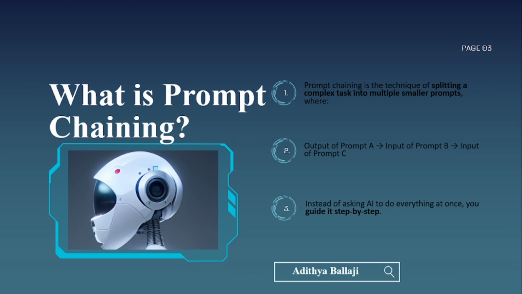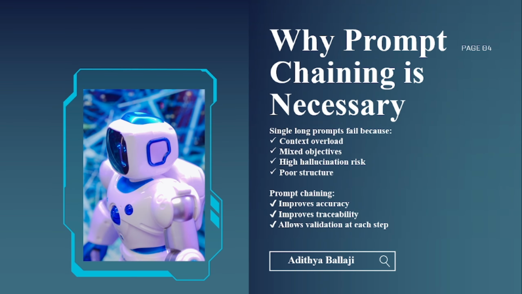What happens here is that when you give a prompt A, the output of prompt A is considered as the input of prompt B, and the output of prompt B is considered as the input for prompt C. So instead of asking the AI to do everything at once, you guide it to do it step by step. This reduces the challenge of hallucination of the AI and gives you a better output.